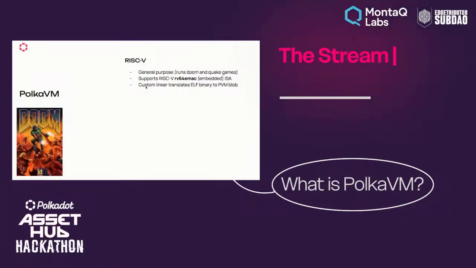So meet PolkaVM. PolkaVM is a RISC-V based general purpose virtual machine. RISC-V based means it's a register machine, and its instruction set architecture looks a lot like RISC-V. We made minor modifications to it, mainly to make it more on-chain friendly, and it supports the RISC-V embedded instruction set architecture. And so what you do is you just compile your programs to the CPU, and then our linker translates it into a PVM blob that is then executable by pallet revive.